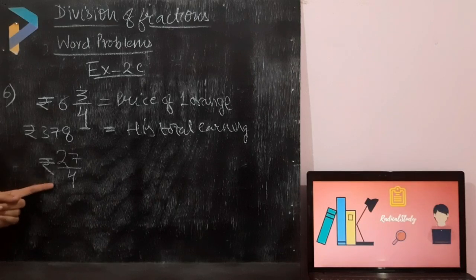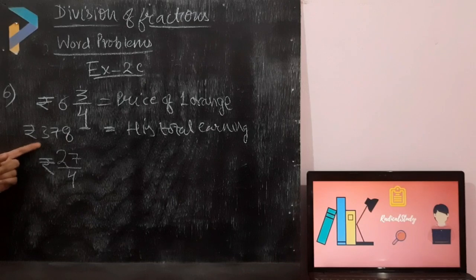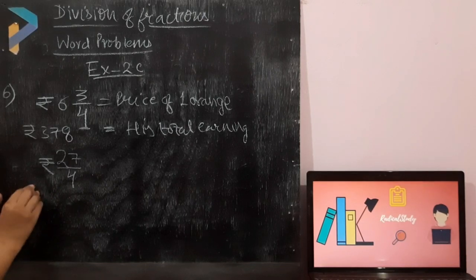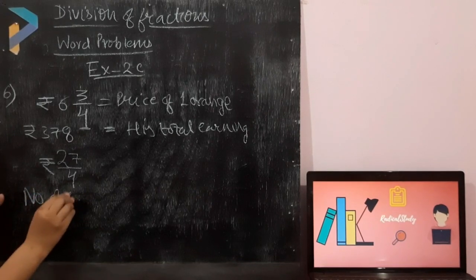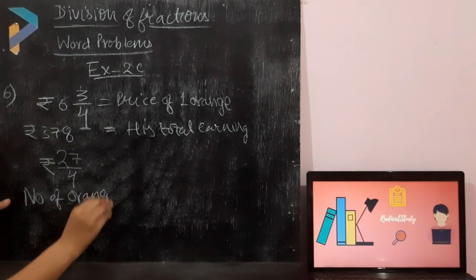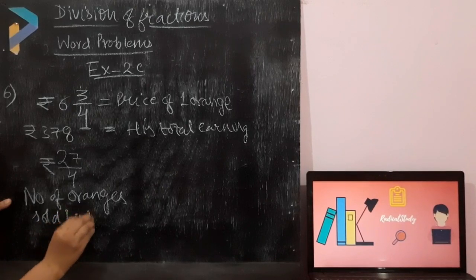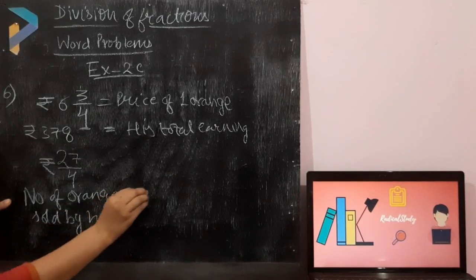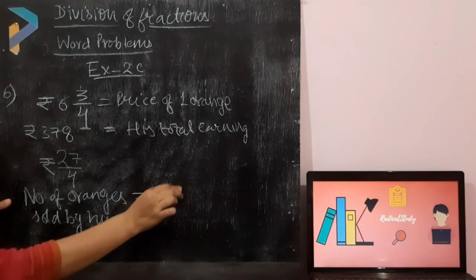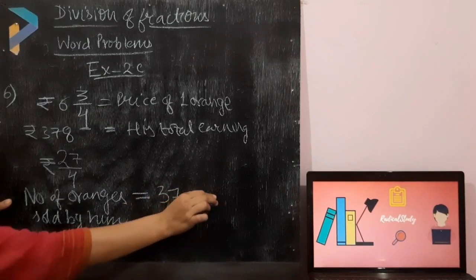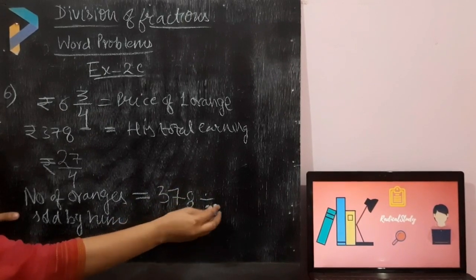So this is the price of one orange and this is the earning. So we have to find out how many oranges he has sold. We have to divide in order to find the number of oranges sold by him. So how will we proceed? Number of oranges sold by him. What are we going to do over here? Sorry, we are going to divide 378 divided by 27/4.